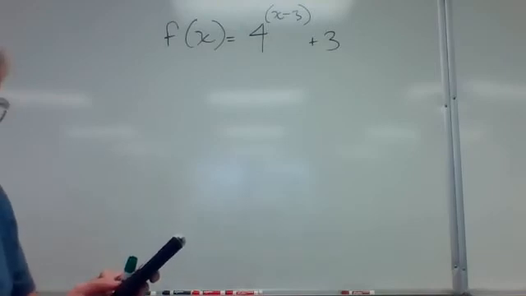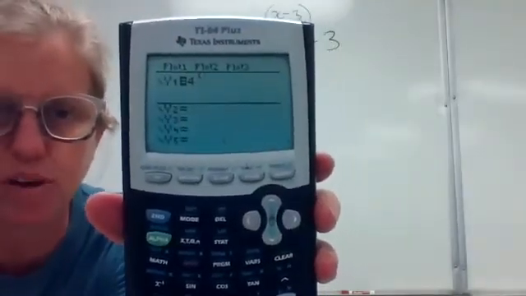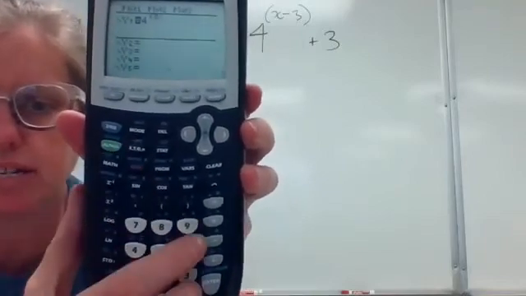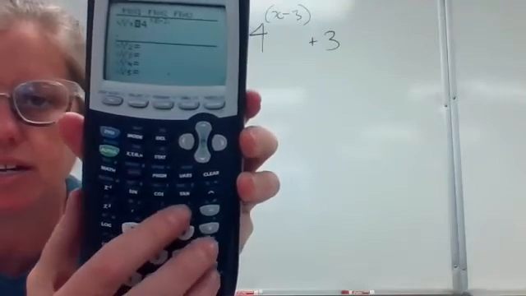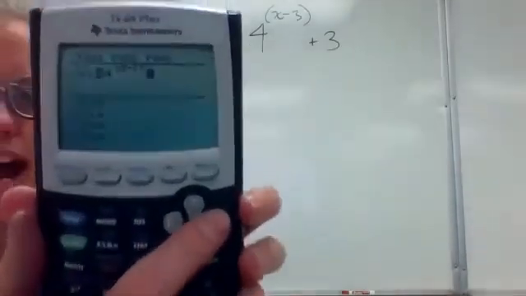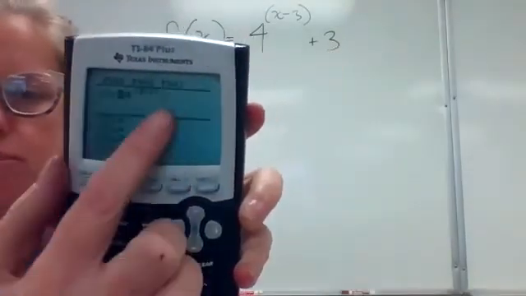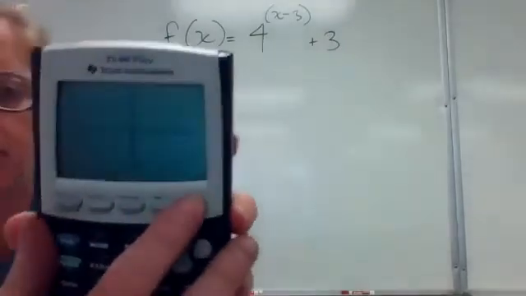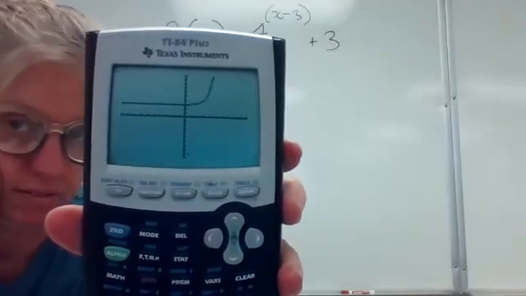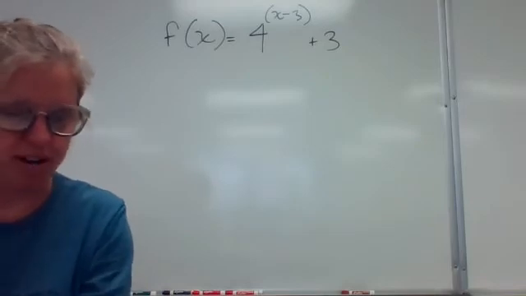So 4. Then go up into your exponent and open the parentheses so you can type that whole thing in the exponent, that x minus 3. So x minus 3. Close it. Then hit this right arrow because you don't want to be up in the exponent anymore, right? To type in that plus 3, you want to be back down here. And then graph it. And that's it on that one. So it went right 3 and up 3.